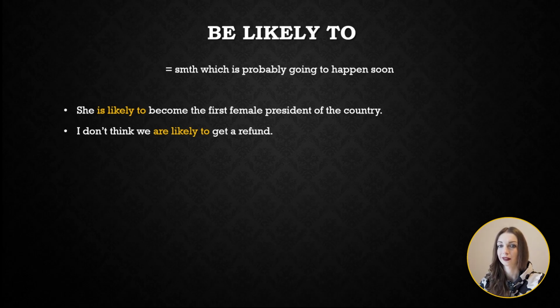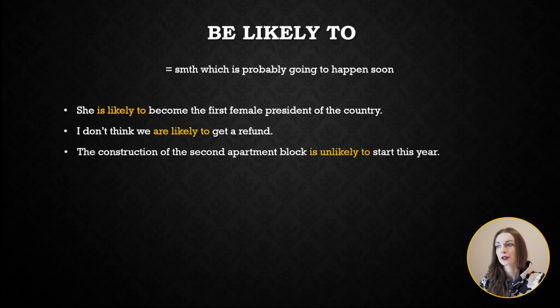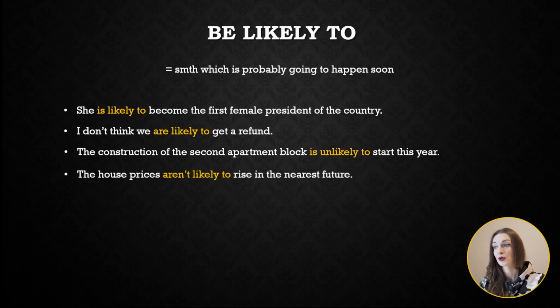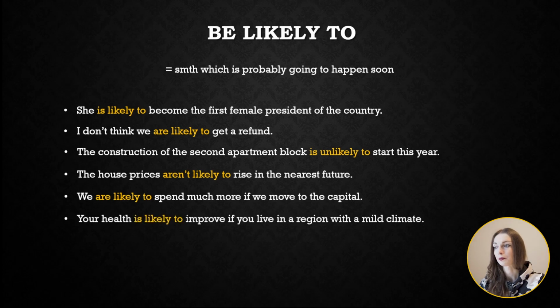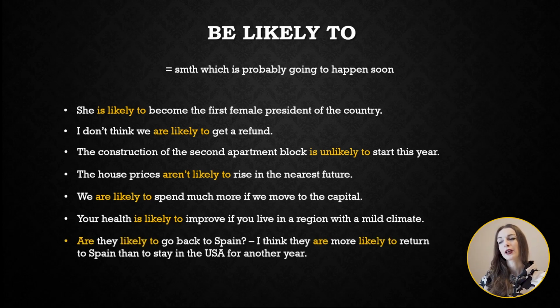It is not likely. The construction of the second apartment block is unlikely to start this year. The house prices aren't likely to rise in the nearest future. We are likely to spend much more if we move to the capital. Your health is likely to improve if you live in a region with a mild climate. Are they likely to go back to Spain? I think they are more likely to return to Spain than to stay in the USA for another year.